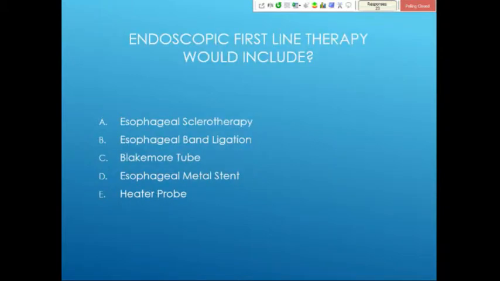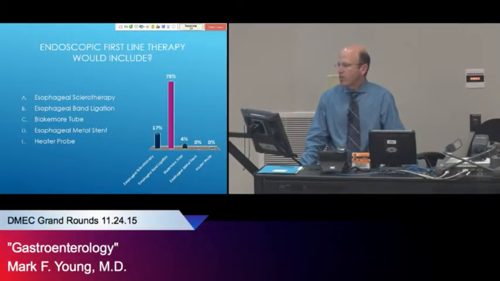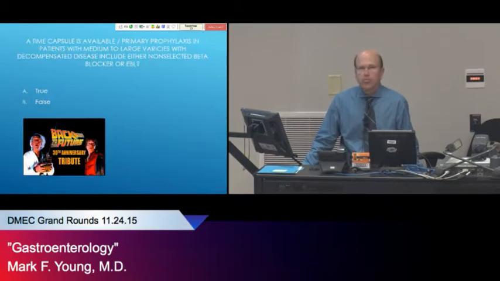Endoscopic first-line therapy would include which of the above in this patient? So endoscopically, how are you going to treat this patient? Okay, most everybody wants to go for esophageal band ligation, which I would agree. And you have a time capsule, and it's available. You can go back in time before this patient ever had any problems. Primary prophylaxis in patients with medium to large varices with decompensated disease include either non-selective beta blockers or esophageal band ligation. Is that true or false?